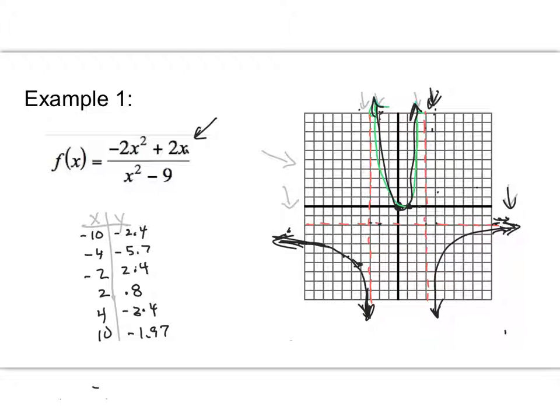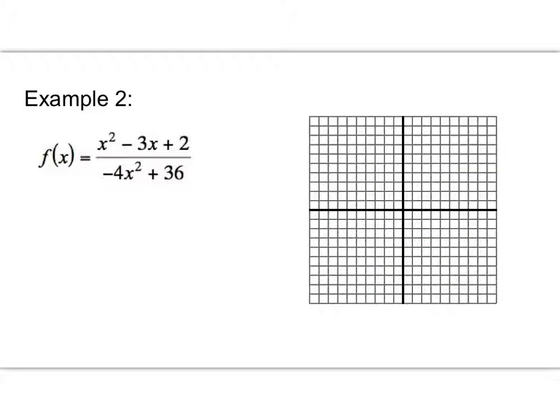All right, I have a second example for you. Okay, my second example, I'm going to factor, again, x minus 2 times x minus 1. That's what my top factors into, and my bottom factors into negative 4 times x plus 3 times x minus 3. You can redistribute that if you don't believe me.